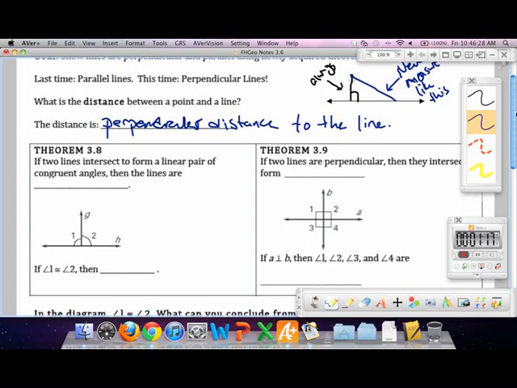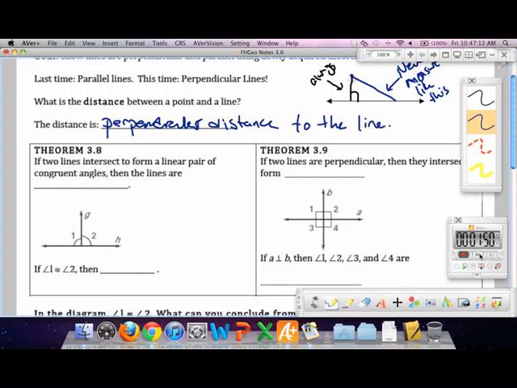We've got two theorems here that may seem commonsensical, but you could show they're true. In fact, I believe we actually had an exercise on one of the homework assignments, on the worksheet we did back in chapter 2, that showed this is true. We showed that if two lines intersect to form a linear pair of congruent angles, so a straight line, and the angles are congruent.